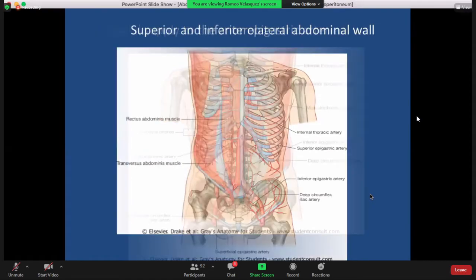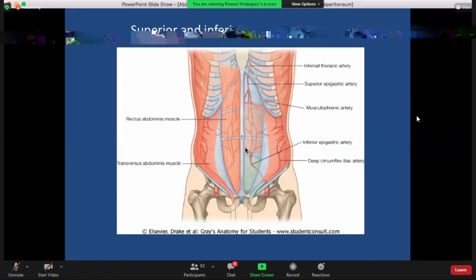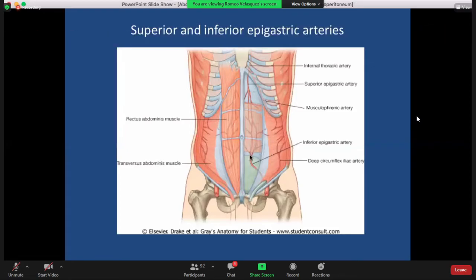So these are the epigastric vessels being emphasized in this illustration. That's your arcuate line right there, an important anatomic landmark. Remember the anatomy of the rectus sheath. That is the landmark where you will find no posterior rectus sheath below the arcuate line. So that's your superior epigastric artery, inferior epigastric artery. They have different major blood vessel sources.